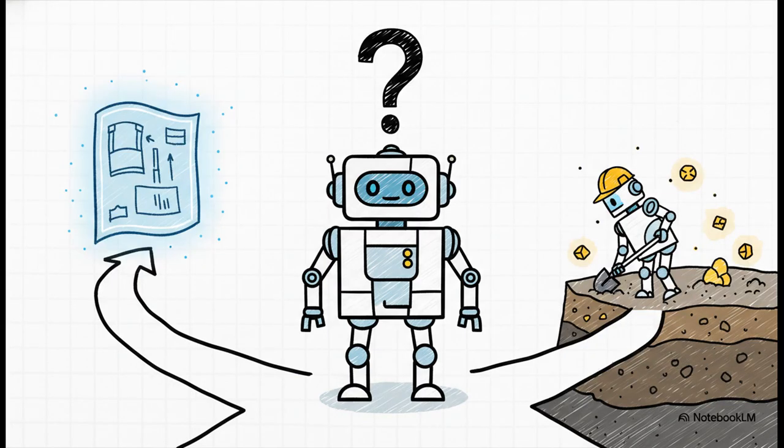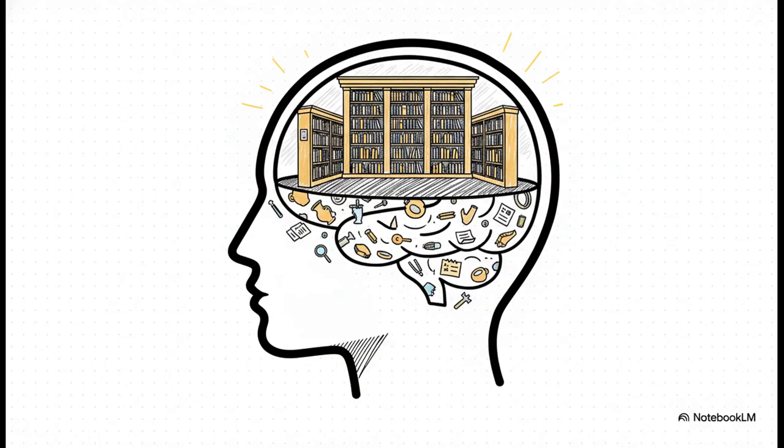Get this, it even shows up when we design an AI to actually be a scientist. So when an AI's job is to make new discoveries, how does it get its aha moments? Does it follow the architect's pre-written blueprint, or does it dig around for new evidence like an archaeologist? Well, it turns out it needs both.